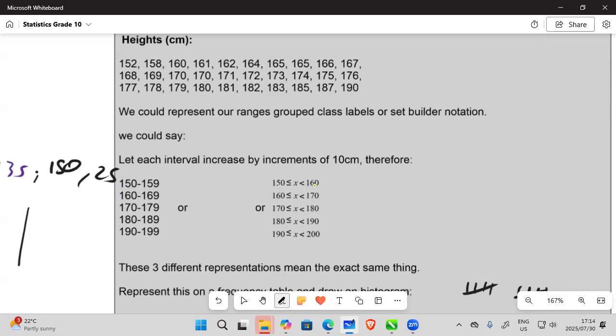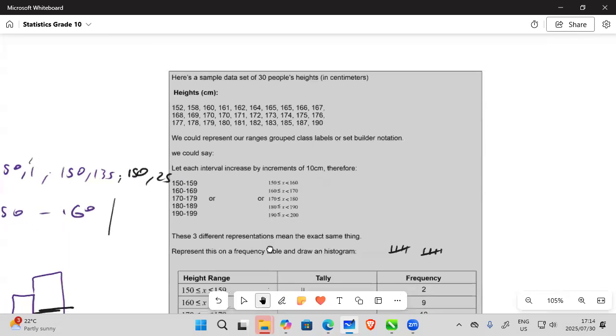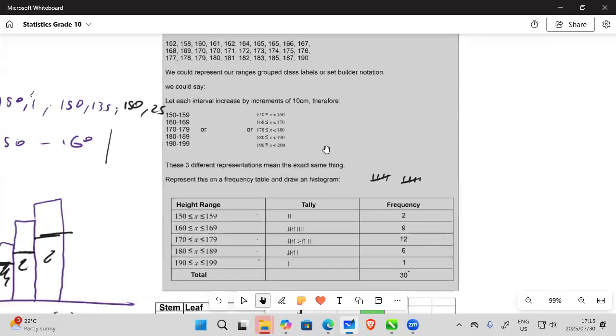159. Can you all see that, guys? We're excluding 160. So it's two ways of saying the exact same thing. You can use whichever notation you wish. Can you all see that? And you can see that's basically what we're doing, right? So this is just two different ways of saying the exact same thing. But what I stuck with is what?